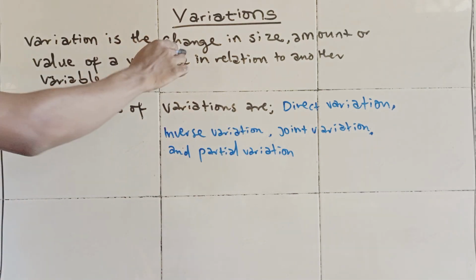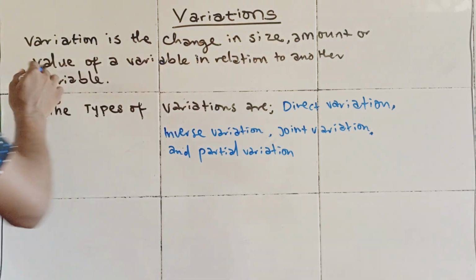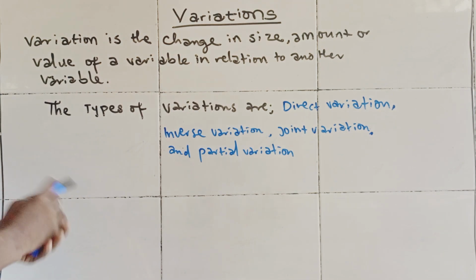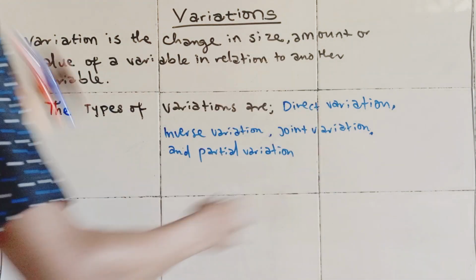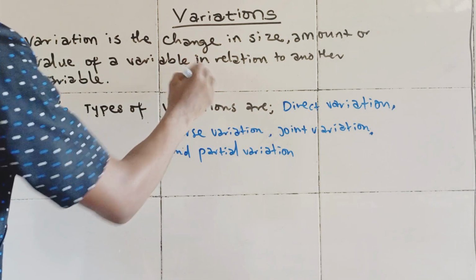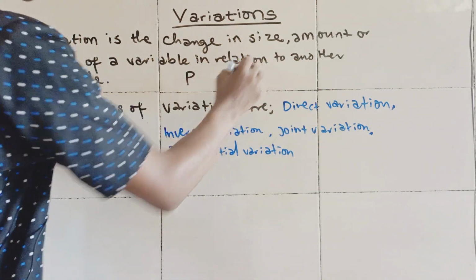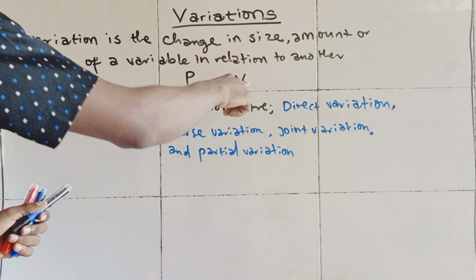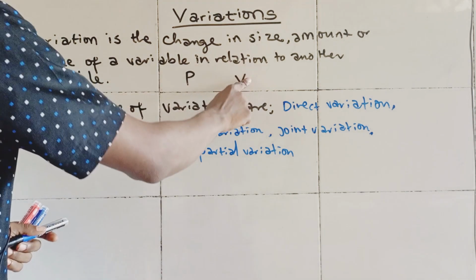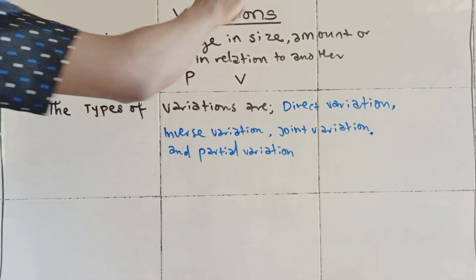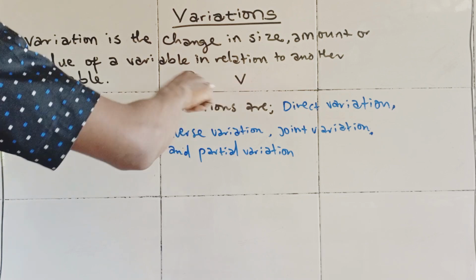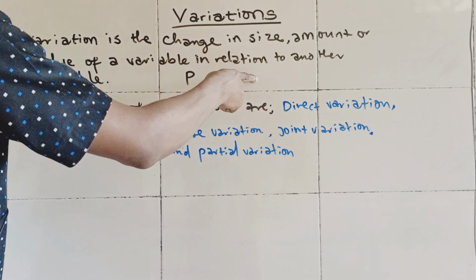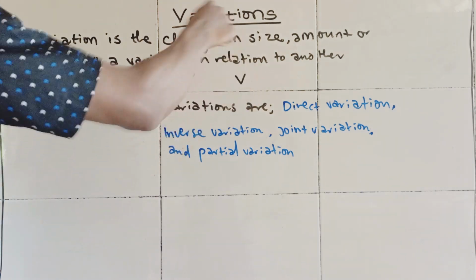Now, variation is the change in size, amount, or value of a variable in relation to another variable. When a variable P is changing, the other variable V is also changing. So variation is the change in the size of P and V, the amount of P and V, or the value of P and V, in a relation. So when P is changing, the relationship between P and V, their changes, is the variation we are considering.